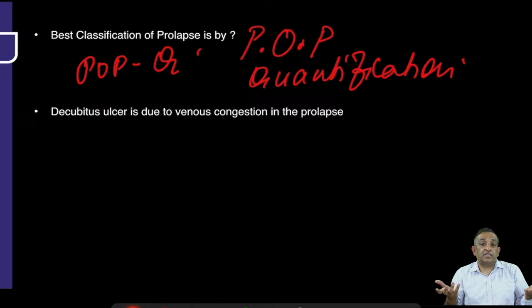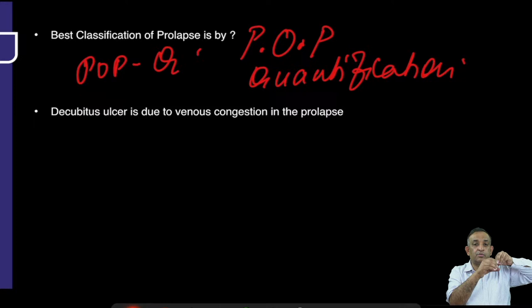So the treatment of this decubitus ulcer is to reposit this uterus back inside and hold it with the pessary or with the packing. And then the venous return happens and the fresh blood comes in and healing happens. The best treatment of a decubitus ulcer is to reposit the uterus. We add some acriflavin and glycerine.